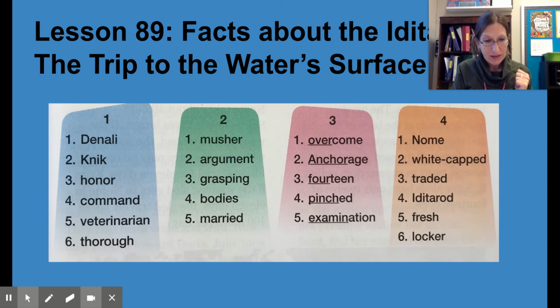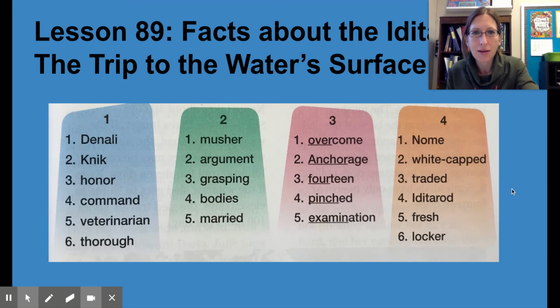Word 4 is Iditarod. Yeah, it's kind of a hard word to say. Iditarod. You say it 3 times. Iditarod, Iditarod, Iditarod. Nice job. Okay, word 5 is fresh. And word 6 is locker. Nice job.